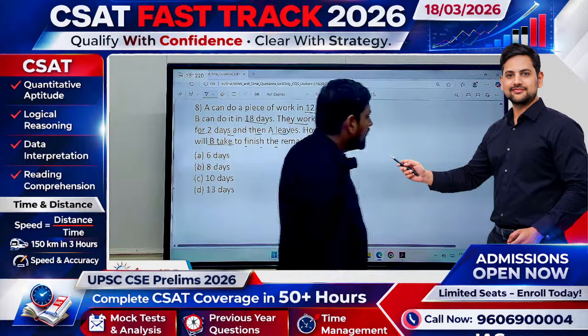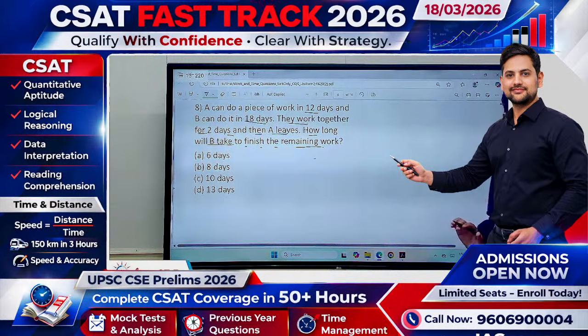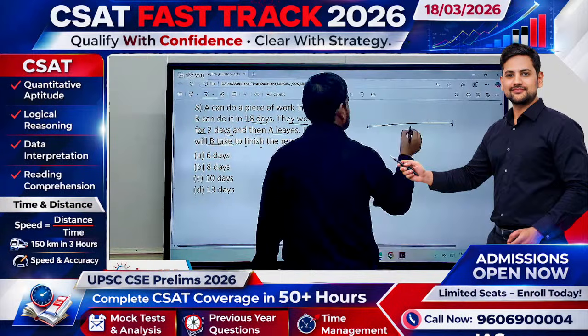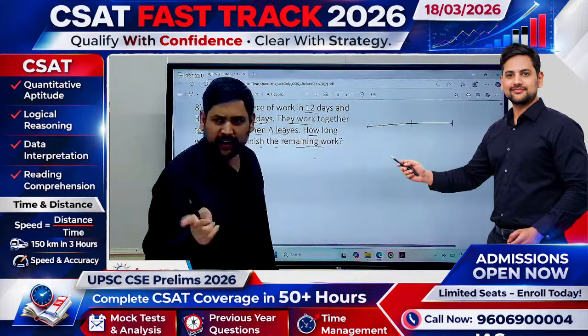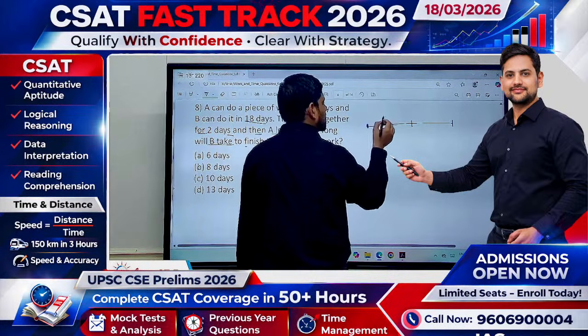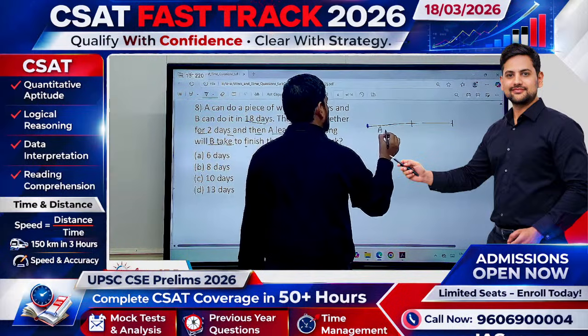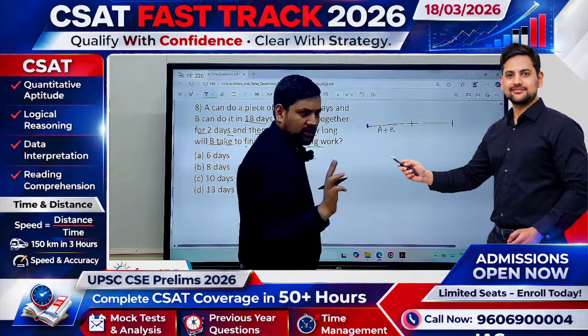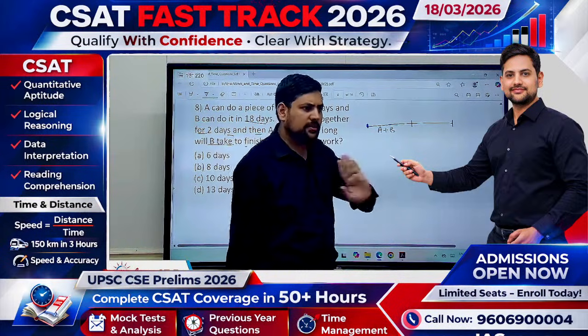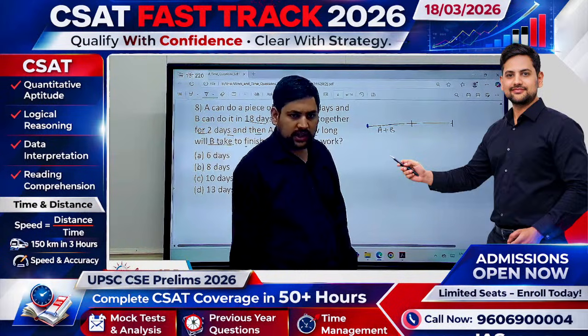Now see how you do them. So basically draw a very simple timeline like this. Now the entire work can be divided into 2 parts. One is when A and B are working together. Now, as I told you at the start only, A and B always represent only efficiency, nothing else.